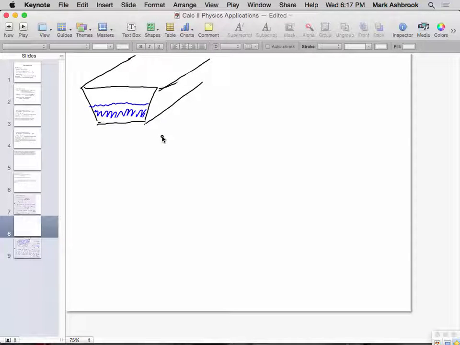I'm not having my best night drawing here, but you got the idea. So that's half full of water, and let's say that the height of it is, what is that? 20 inches. And the length of it is 52 inches.